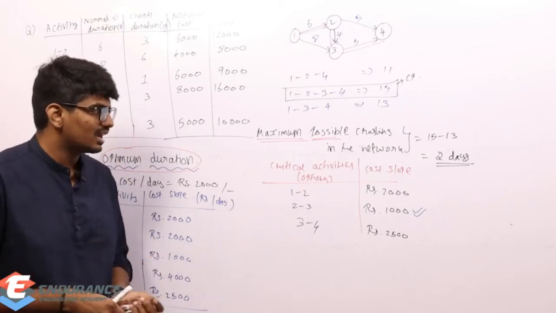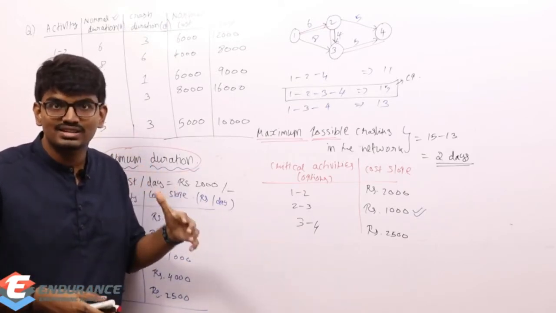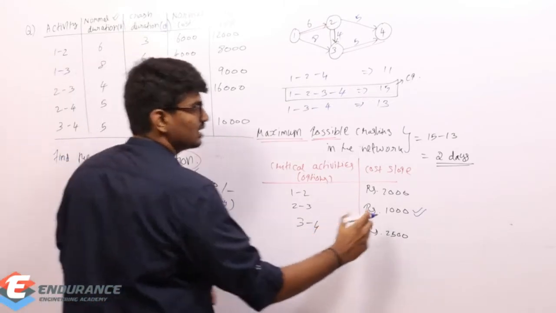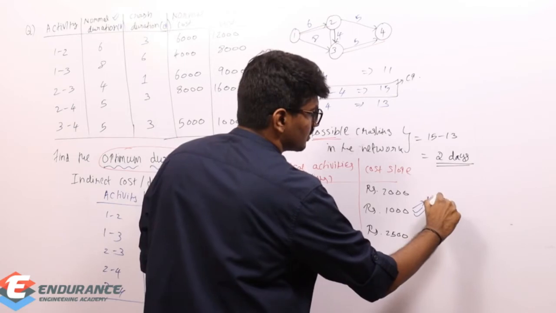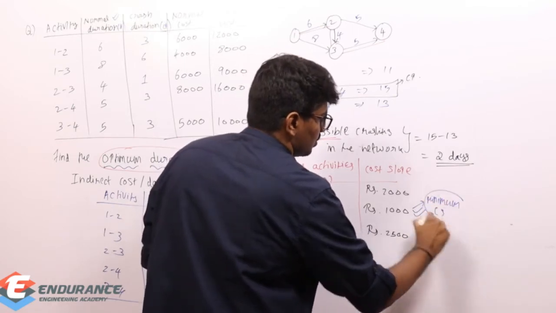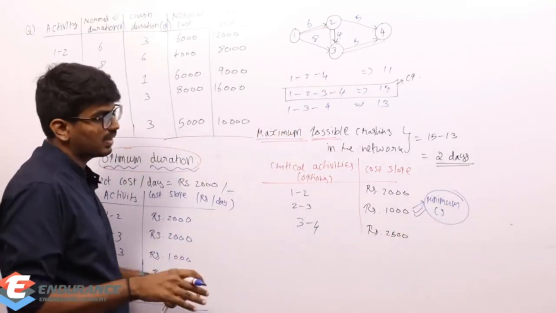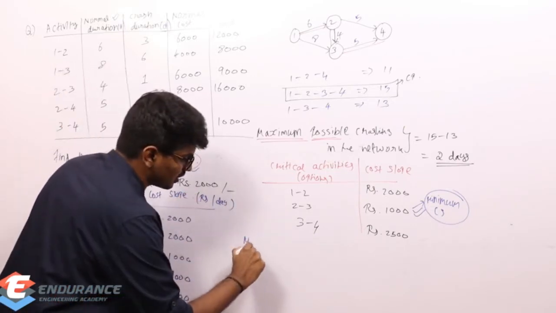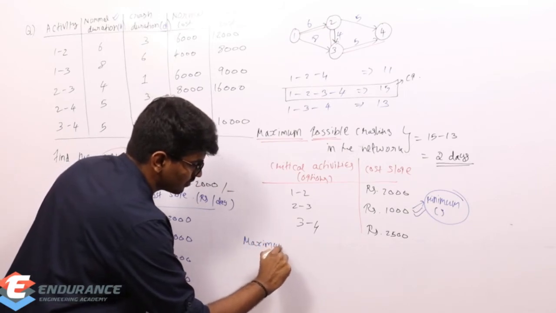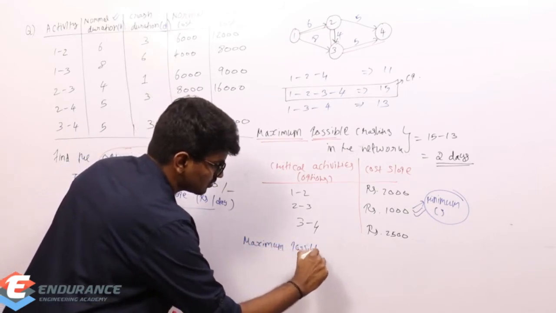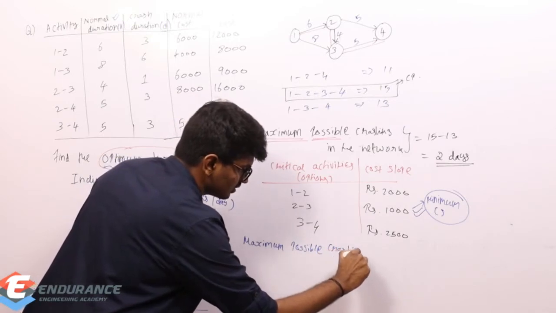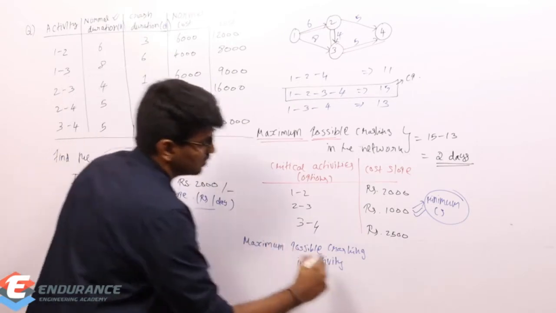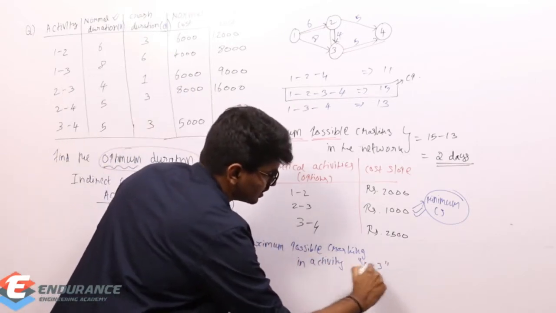But now I need to check what is the maximum possible crashing available in the activity. Let me check that also. We identified that this is the minimum cost slope, but we need to find out how much I can crash in 2 to 3. What does it mean? Just wait for a moment. What is the maximum possible crashing in the activity? Activity name is 2 to 3, right? 2 to 3. Okay, listen.